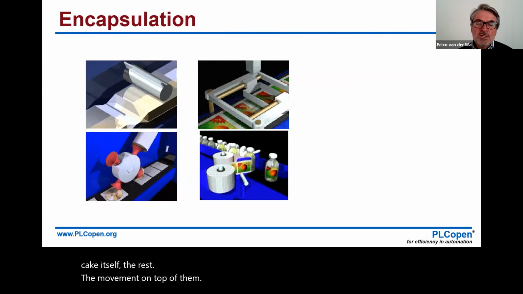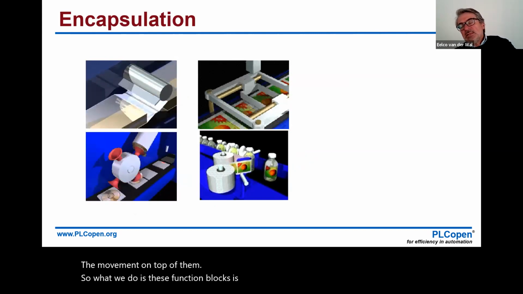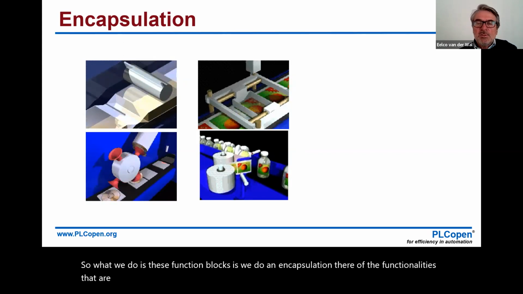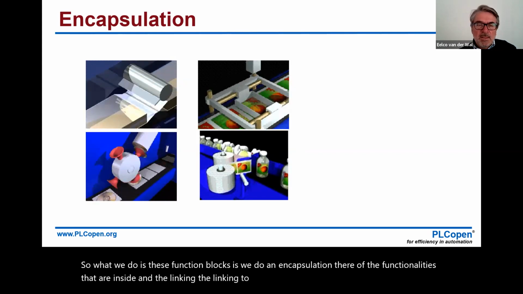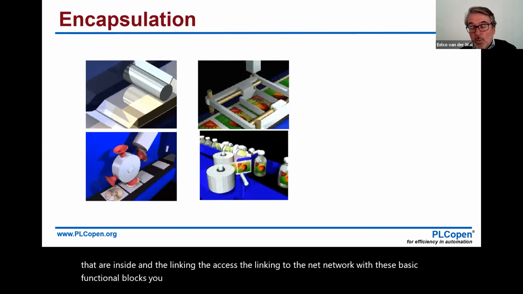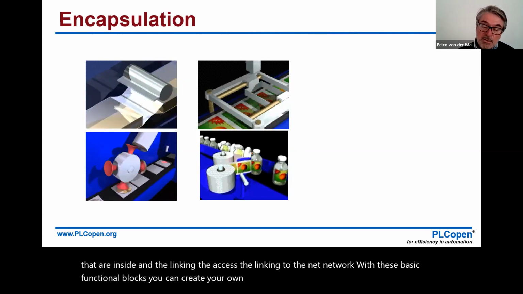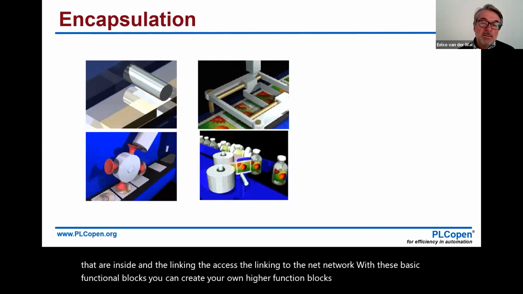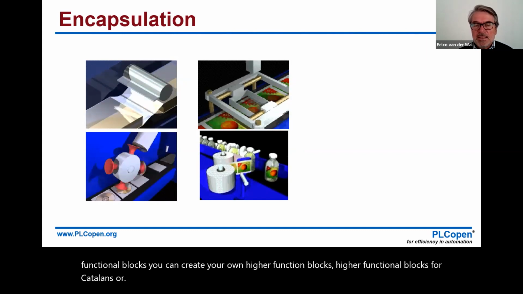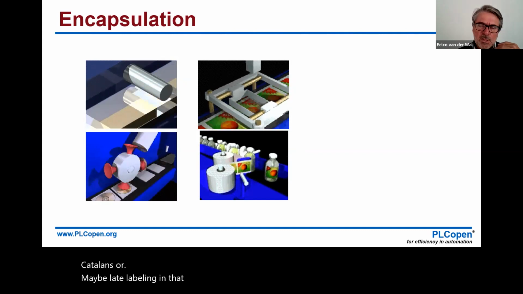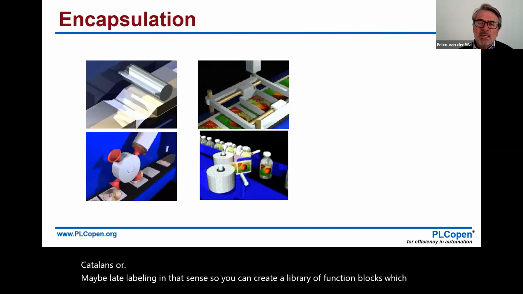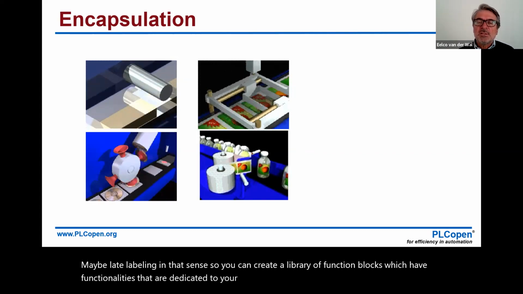So what we do with these function blocks is we do an encapsulation there of the functionalities that are inside, the linking to the axis, the linking to the network. And with these basic function blocks, you can create your own higher function blocks for cut-to-length or labeling in that sense. So you can create a library of function blocks which have functionalities that are dedicated to your, or more close to your application area in that sense.